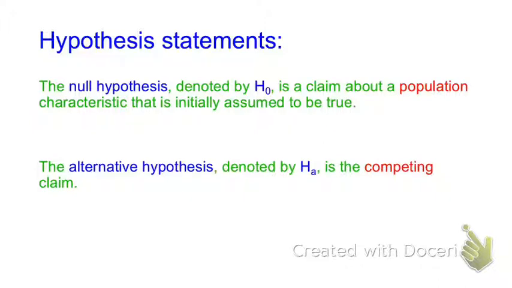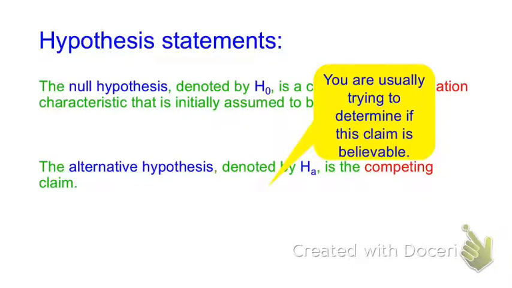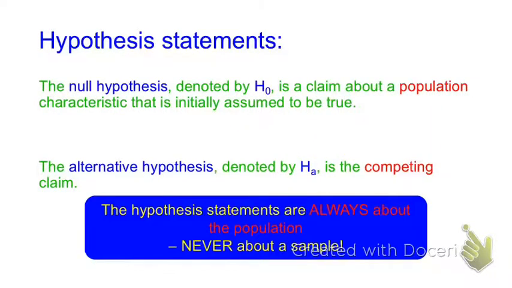So under HA, we just put the alternative. I think they show up in a minute. It's this. Okay, these are what you need to put at the bullet points. Hypothesis statements are always about the population, never about the sample.